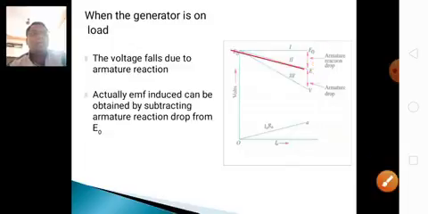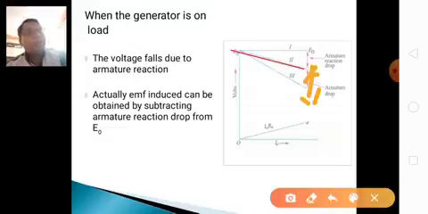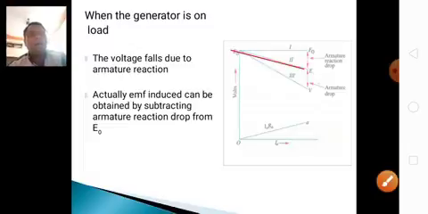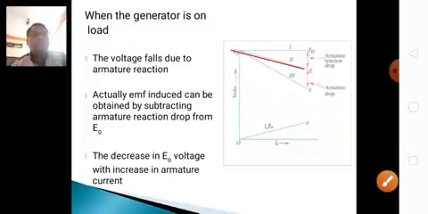And actually EMF induced can be obtained by subtracting the armature reaction drop from E naught. So this is the drop of the armature. Here two drops are produced: one is the armature reaction drop and the other is the armature drop, that is Ia Ra. So E naught decreases with increase in the armature current. If the armature current increases, the output will decrease. So these are truly inversely proportional to Ia.